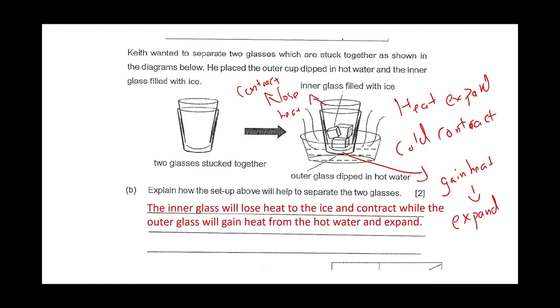So you can phrase your answer something like this. The inner glass will lose heat to the ice and contract, while the outer glass will gain heat from the hot water and expand. And they'll become loose.